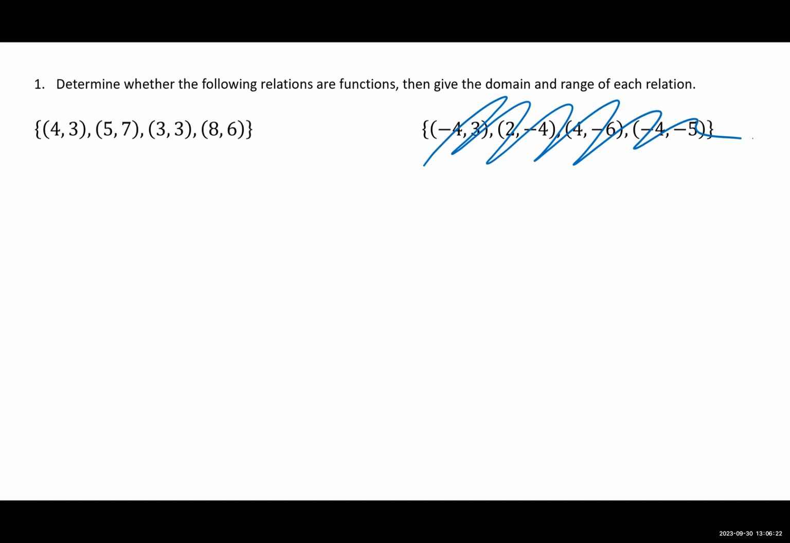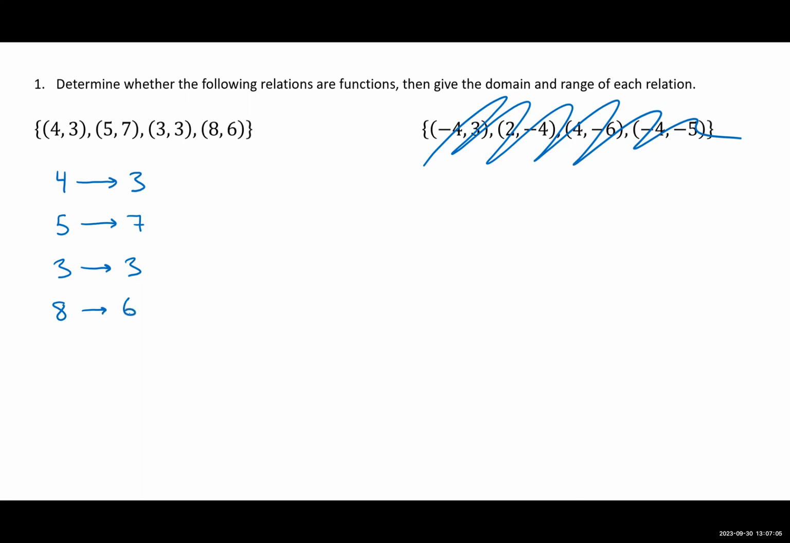Is it a function? Well, what this is saying is it's only four ordered pairs. I'm not calling them points because they're not dots on a graph, but we could graph these and make 4 points on the graph. The first point would be 4, 3. But is this a relation? So what this is saying is the number 4 goes with the number 3. The number 5 goes with the number 7. The number 3 also goes with the number 3, and the number 8 goes with the number 6.